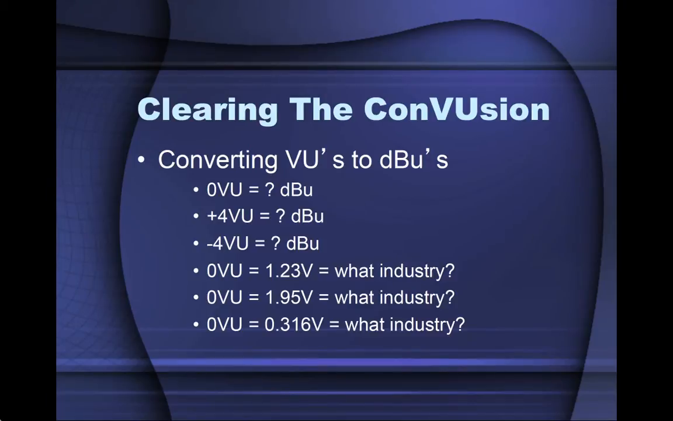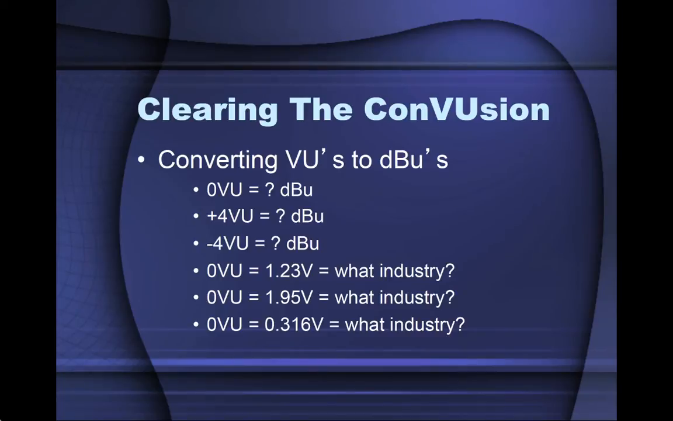So if you see 0 VU equals 1.23 volts, well, you can run it through the calculator and convert volts to dBu, and you'll see that 1.23 volts is plus 4 dBu. And so that's going to be the pro audio industry. 1.95 volts is also very common. Converting that to dBu, that's plus 8. So that's going to be the broadcast industry.